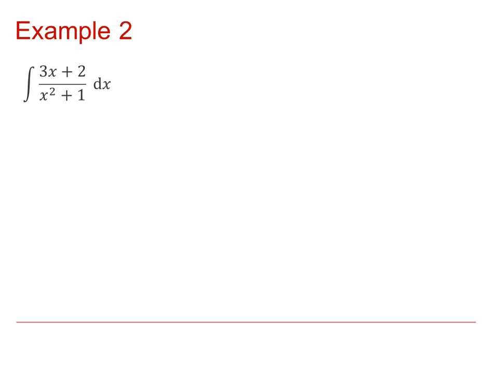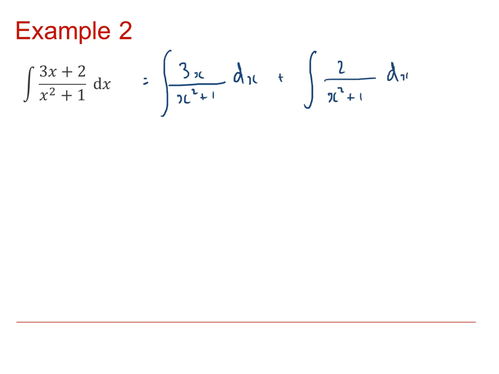Well, as a second example, I've got this one here, which is the integral of 3x plus 2 over x squared plus 1 dx. Now, there are several ways of doing this. One way, for example, would be to split this into the integral of 3x over x squared plus 1 dx plus the integral of 2 over x squared plus 1 dx. And then you could use your standard methods.